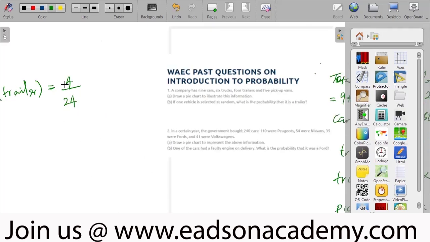Reducing the fraction, 4 into 4 is 1, 4 into 24 is 6. The probability that a trailer is chosen is 1/6.